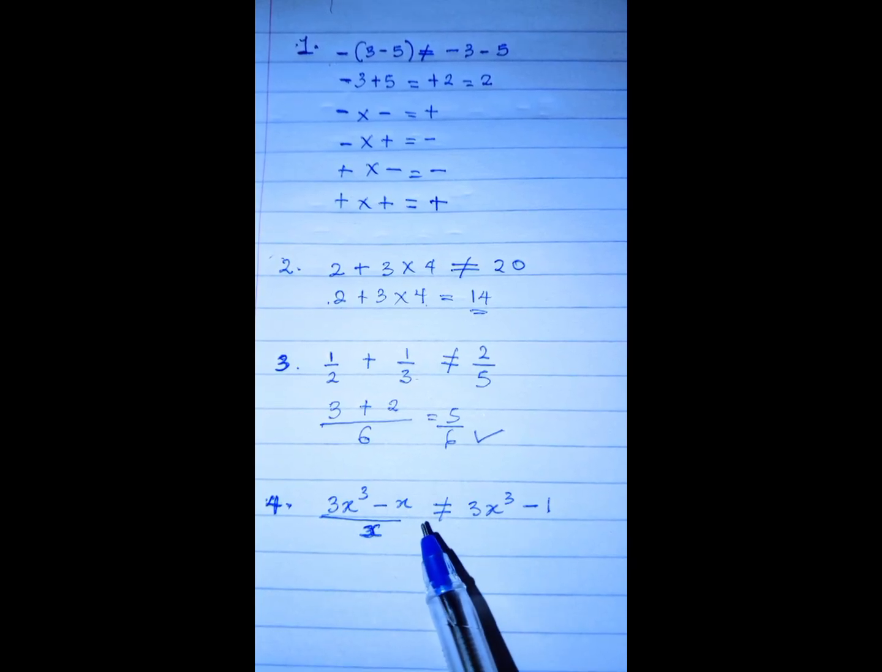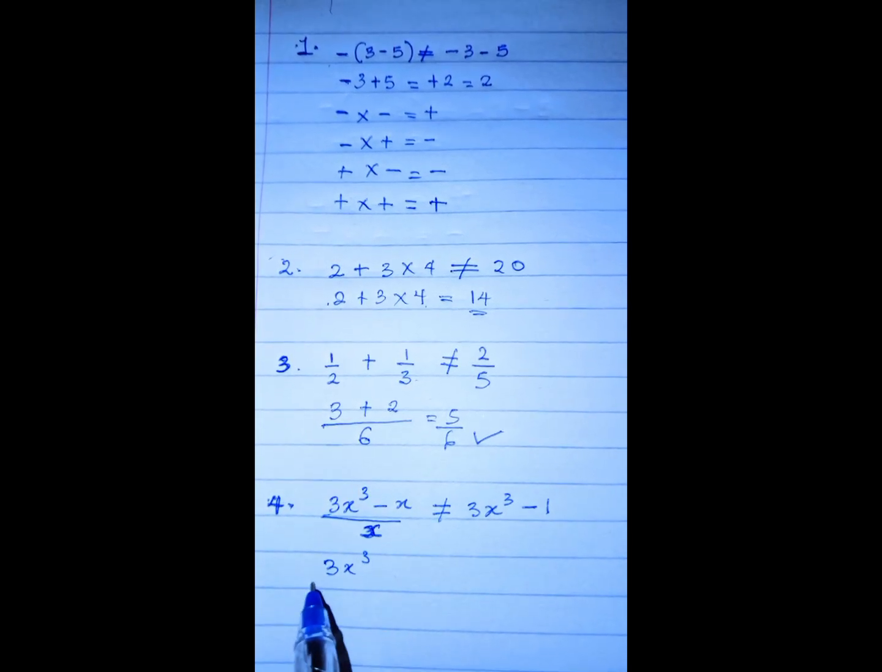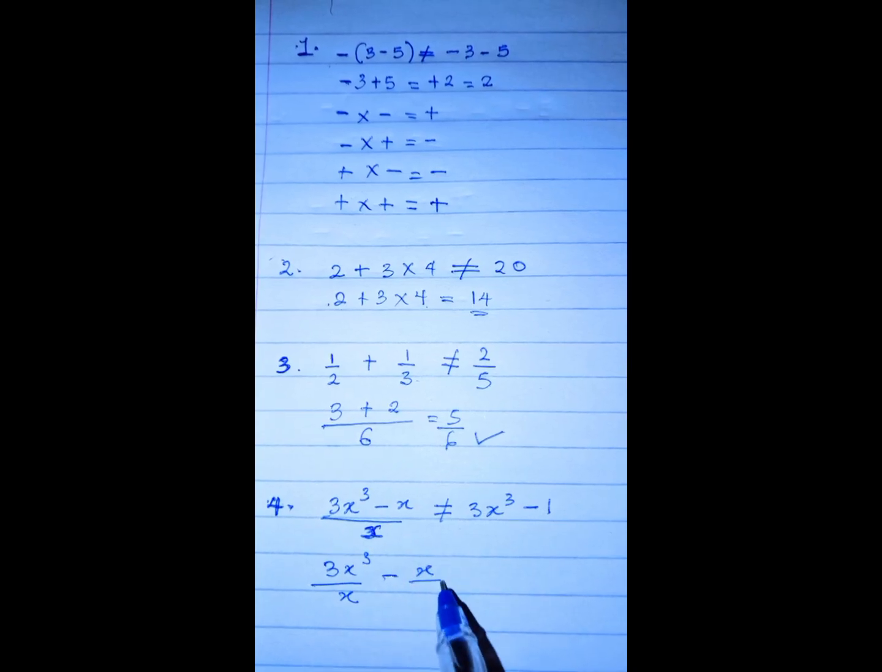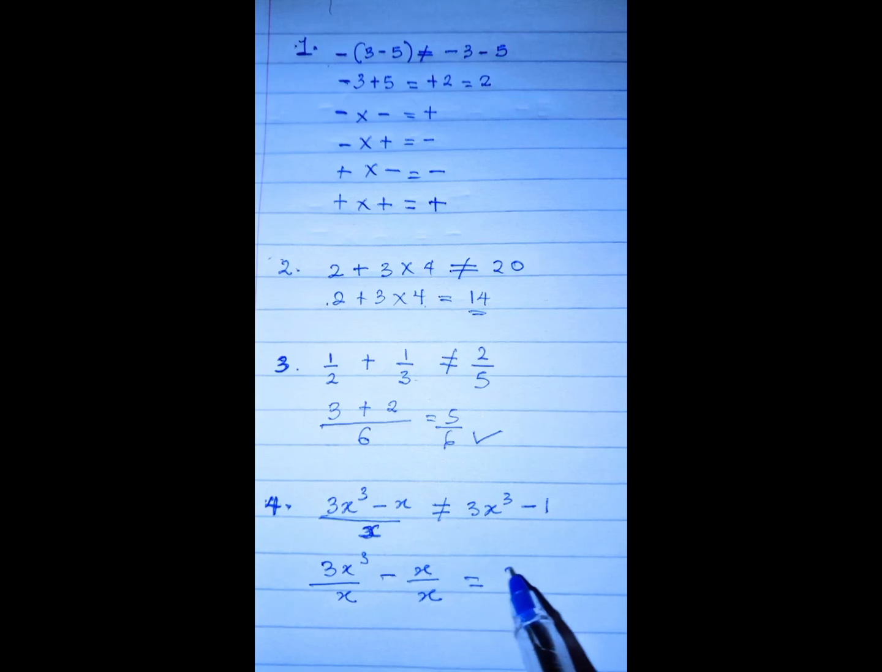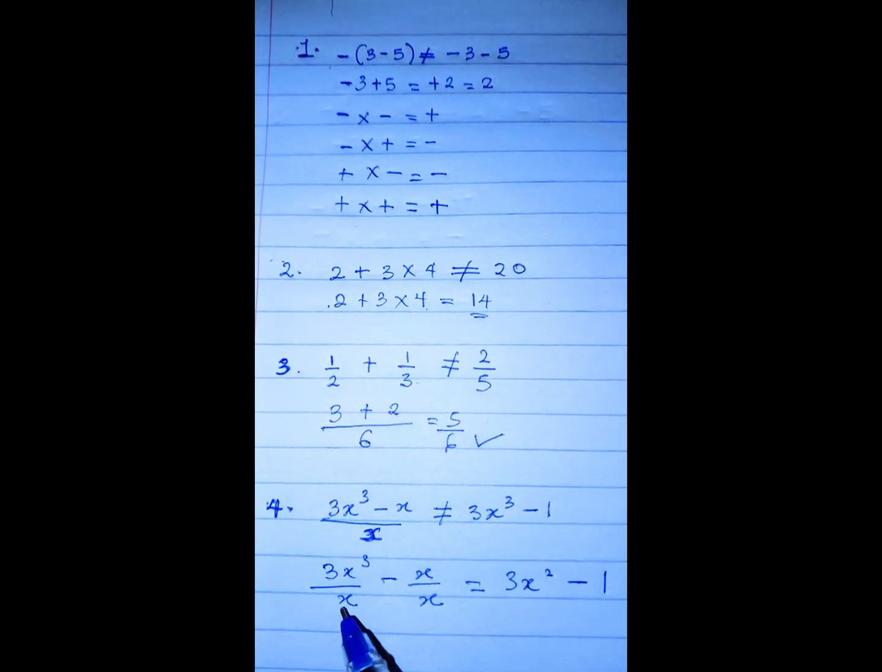So the correct answer is going to be 3x cubed all over x minus x all over x, which is ultimately going to give 3x squared minus 1, because this x will cancel this x here to give you x squared, and this x will cancel this x to give 1.